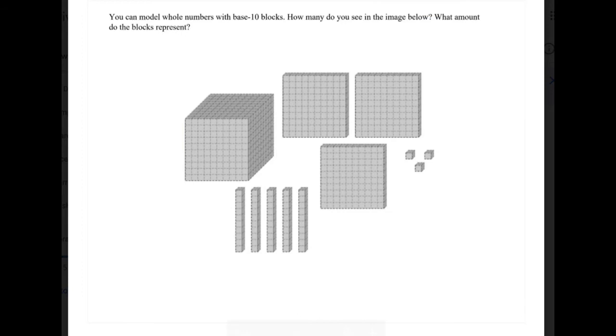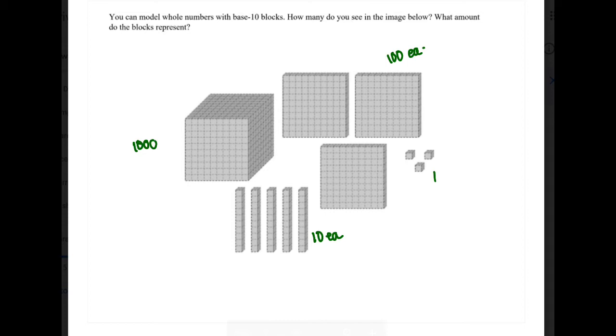Now this is the one that you see in your packet, and it says you can model whole numbers with base 10 blocks. We've already done some of those, right? So how many do you see in that image, and what do the blocks represent? Okay, now when it asks you how many do you see, you are not counting this as 1, 2, 3, 4. They want to know how many of these little teeny tiny blocks there are. Because if you remember, we talked about it before. This was 1. The rods were 10 each, right? And the flats were 100 each. And the big cube is 1,000.